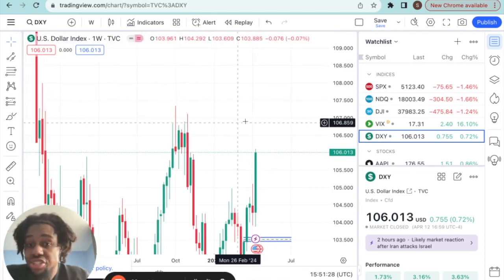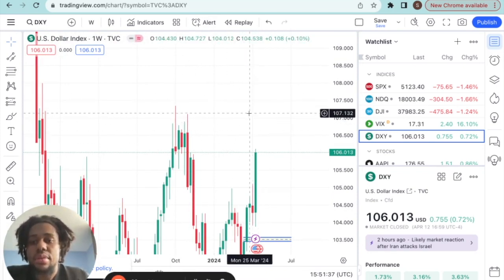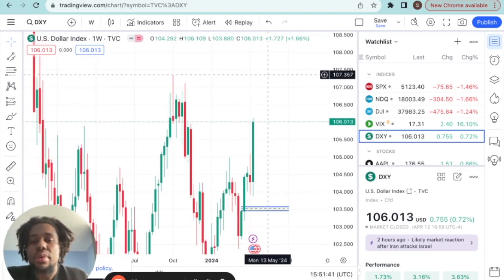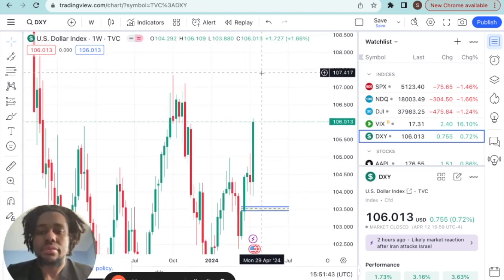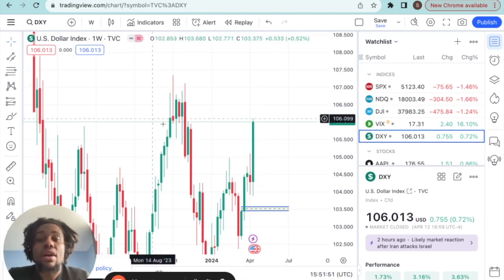And potentially, if we do get a continuation to the upside, which again is quite unlikely with the fundamental news drivers at the moment, but if we were to get a continuation to the upside, then we would be breaking out of that long-term consolidation. Not highly unlikely, actually. I think this week, it's unlikely that we break out of the consolidation.